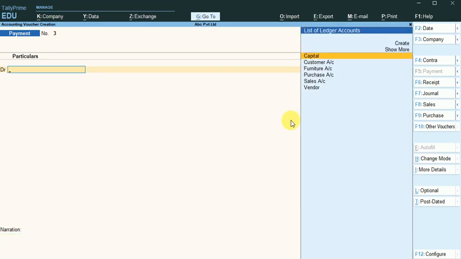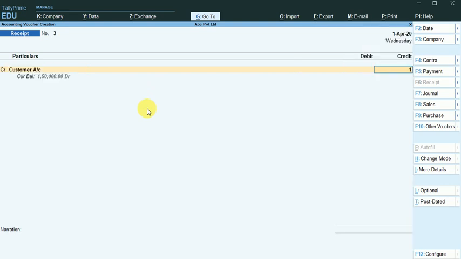Similarly, I want to do the receipts for the asset I have sold. So the credit will be my customer. I have sold it for 1,50,000 rupees.